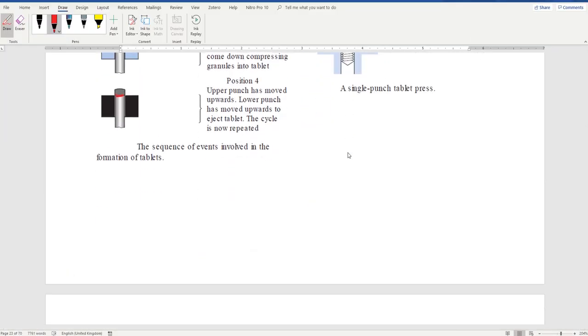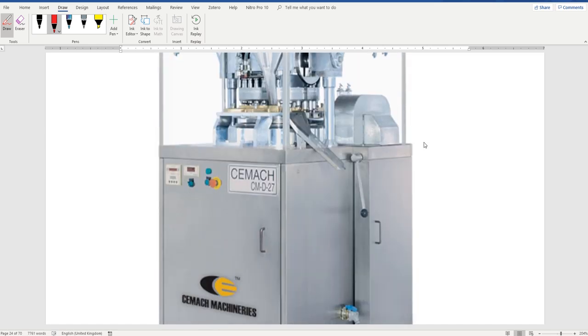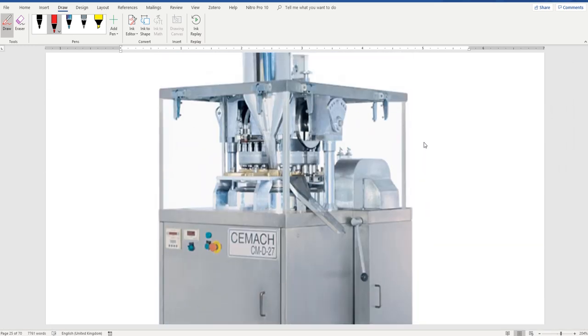Okay, I will show you also the rotary tablet press. You see here one of them. You see this is the hopper, and these are the upper punches and these are the lower punches. We'll see this in a video now.